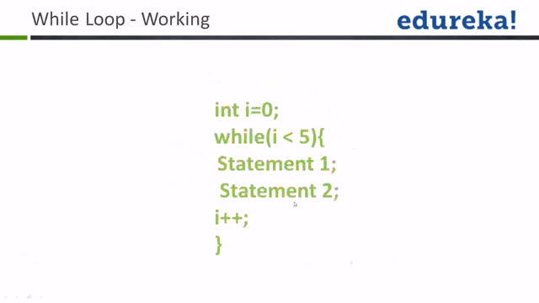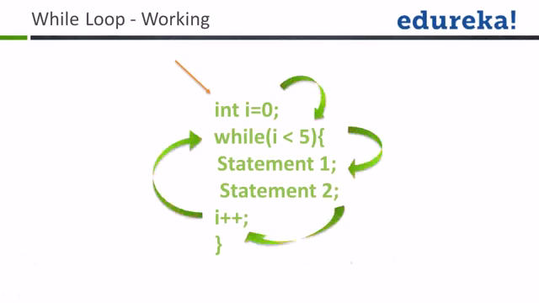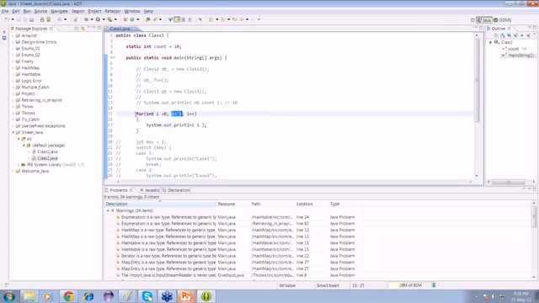Now how the while loop works. First of all, your variable gets initialized. After that, it checks the condition. If the condition turns out to be true, it goes inside and executes the statements. After that, it increments the counter and then again it checks the condition. If it is true again, it will again come inside and execute the statements. This cycle will keep on revolving till the condition becomes false. So let's see how to use a while loop now.